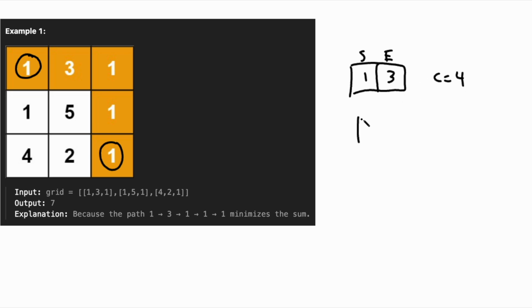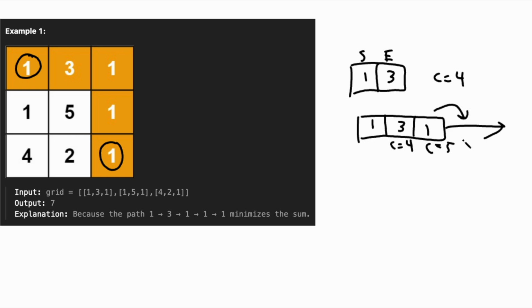Now let's extend the case. What if we have a 1 by 3? 1, 3, and 1. Well, this cost is equal to 4. Then what must this cost be? Remember, there's only one possible route we can take. So this has to be equal to 5. So therefore, we can see that by extension, it can be however many terms in this array. We're just going to keep summing up the previous cost with the current cost.